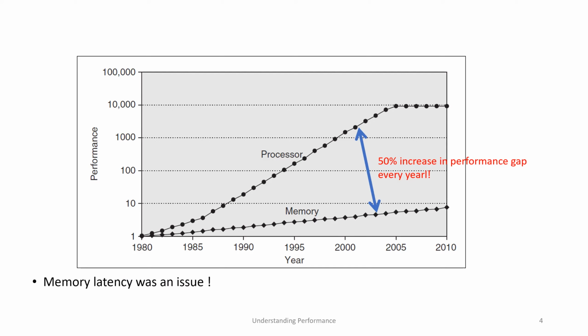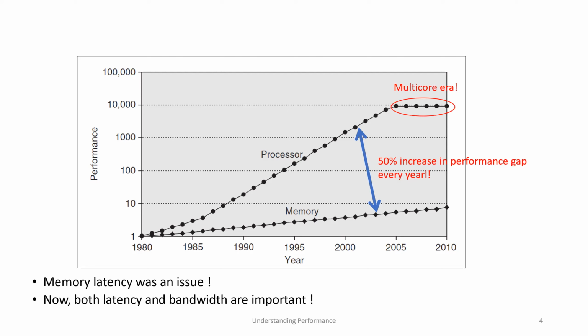So memory latency was an issue, and when we move to multi-core, or even this can be extended to GPUs also, where multiple processing elements are requesting data, we need the memory to respond to them as fast as possible. So we want memory which has low latency and high bandwidth.